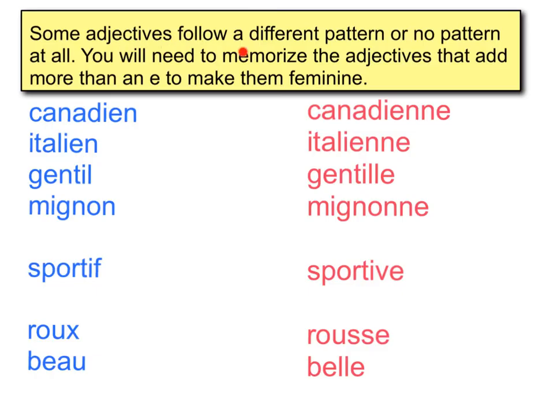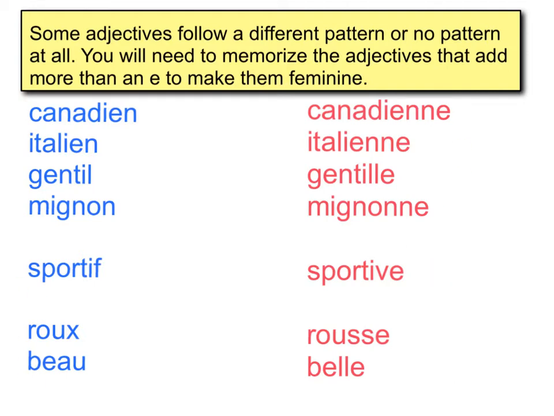Now, some adjectives follow a different pattern or sometimes no pattern at all. And if they don't follow a pattern, they're called irregular. You'll need to memorize the adjectives that add more than an E to make them feminine. So I've kind of grouped them.